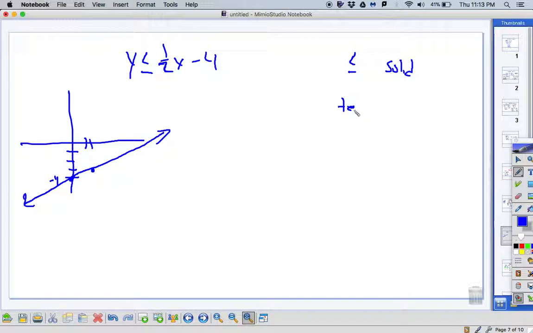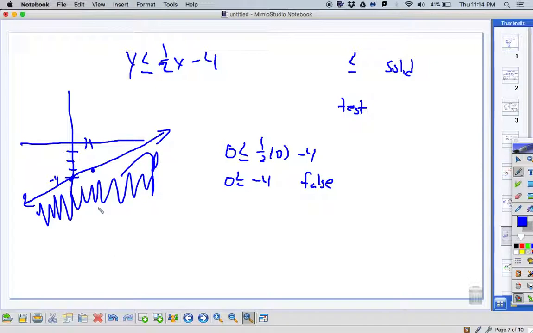Now you need to find your test point. You can pick any point you want that's not on your line. 0, 0 is not on our line. It's available to us, so let's use 0, 0. So I'm going to plug in 0 for y, and I'm going to plug in 0 for x. And let's see what happens. We get 0 less than or equal to 1/2 times 0 is still 0. 0 minus 4 is -4. And the question is, is 0 less than or equal to -4? 0 is bigger than -4, not less than, so this is again false. So we're going to shade the other side. So instead of shading 0, 0 over here, we're going to shade the other side, which is down here.